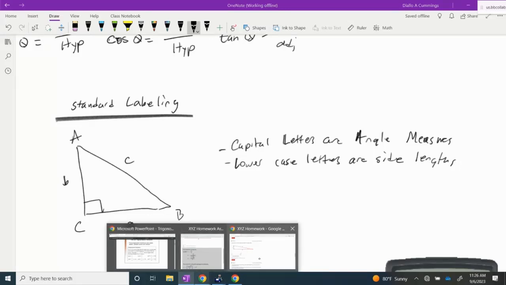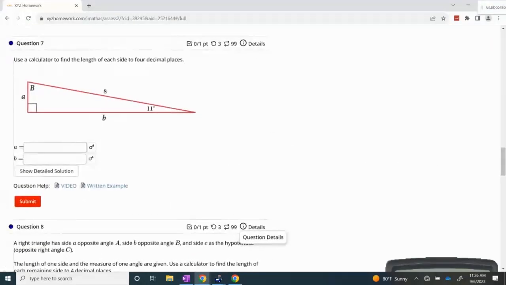All right. So for our first problem, we're given a triangle. Notice they don't really give us the angle measure spelled out. They just give us B. So this is angle B. This side is opposite angle B, that is side B. This is side A. The angle opposite side A is angle A. They didn't label angle A. And this would be angle C. The side opposite angle C is side C, which is the hypotenuse. We're asked to find A, and we're asked to find B.